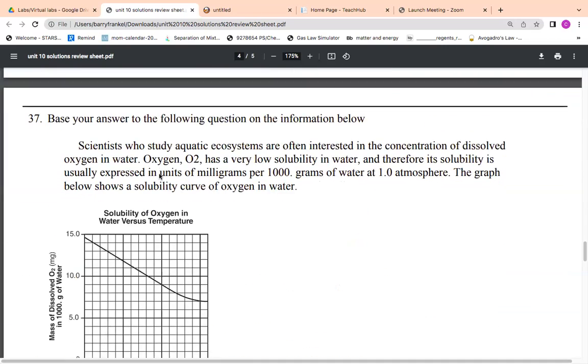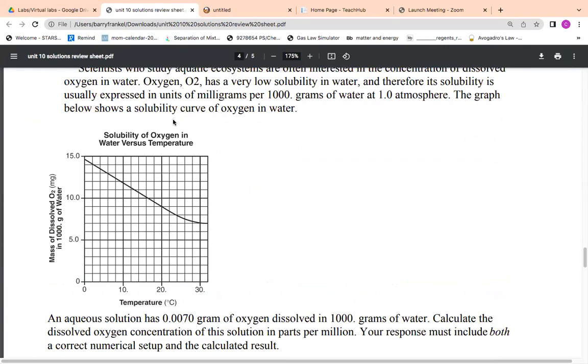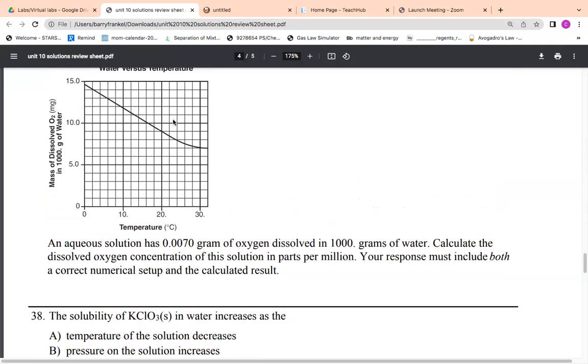Okay, 37. They give us all of this information, and then they give us this information down here, which is what we really need. They're asking again for us to calculate parts per million, but just note that it does say your response must include both a correct numerical setup and the calculated result.